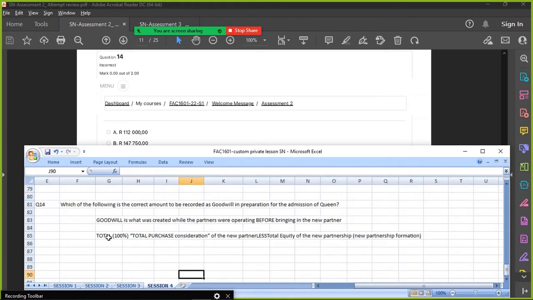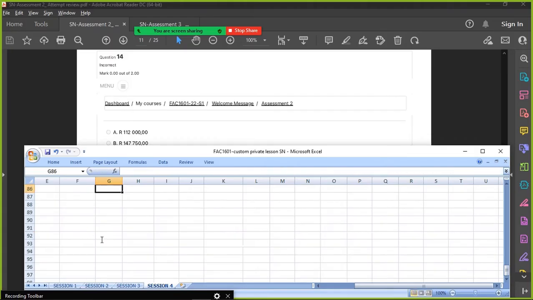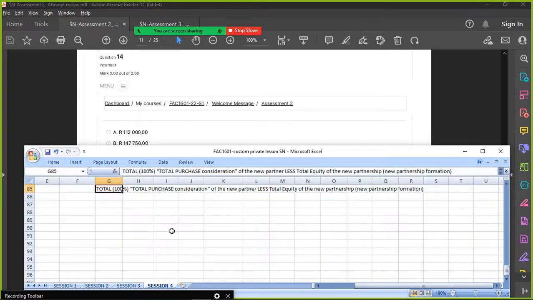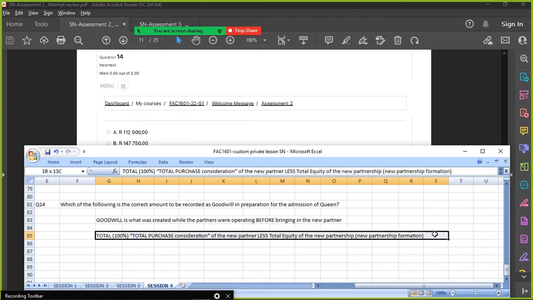All right, so that's what you need. Once you've got that, then you just have to do the working. Ooh, hold on. There's something wrong here. It's just down in a column. If you double click on that cell, it should help you. Okay. That should look better. Yes, okay, there we go. So the total purchase consideration.